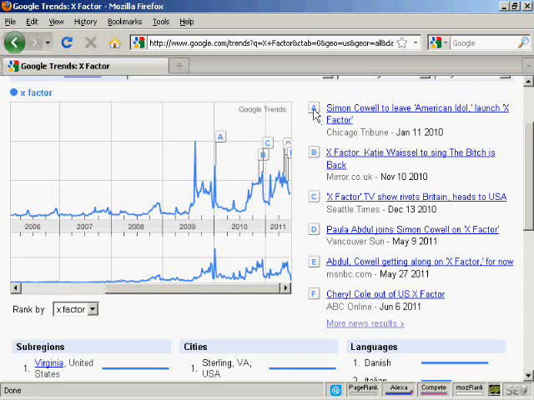And you've got, see, this one here shows the peak in traffic when Simon Cowell announced he would leave American Idol, and these when various things have happened on the show. You know, when people started writing about Cheryl Cole and Paula Abdul and so on.